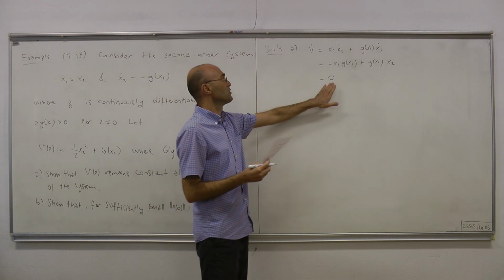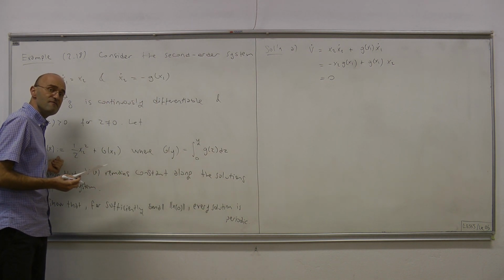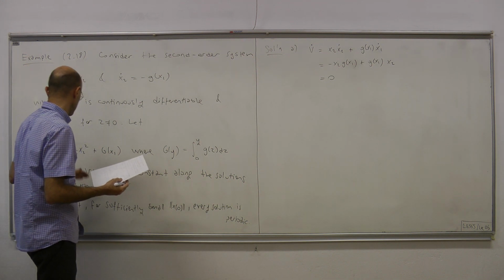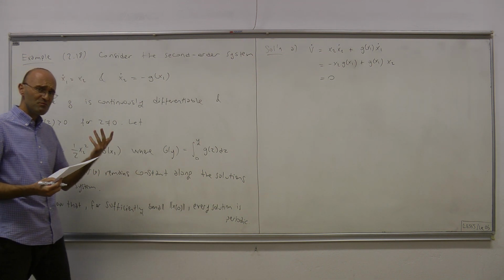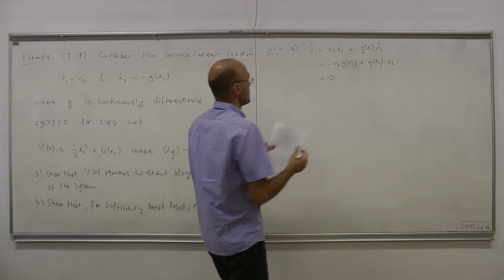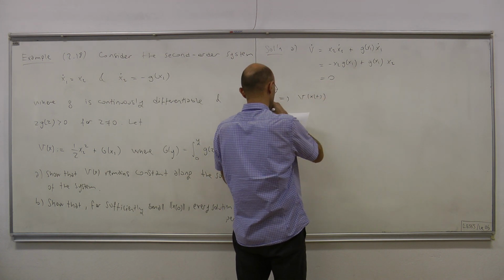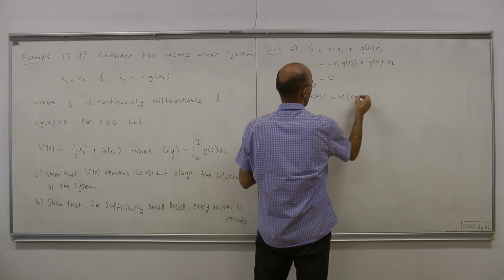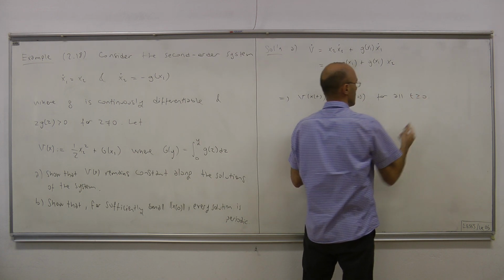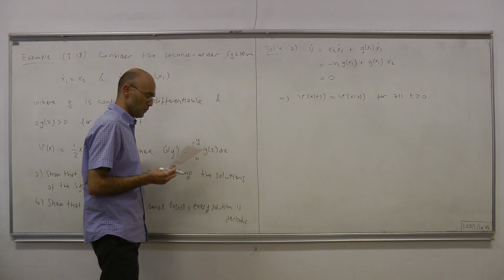So regardless of the initial conditions, v dot is always 0. That means whatever your initial v is, the value of v will be fixed at that particular point for all future time. So that implies, therefore, v of x of t equals v of x of 0 for all future time, x0 being the initial state, the initial condition.